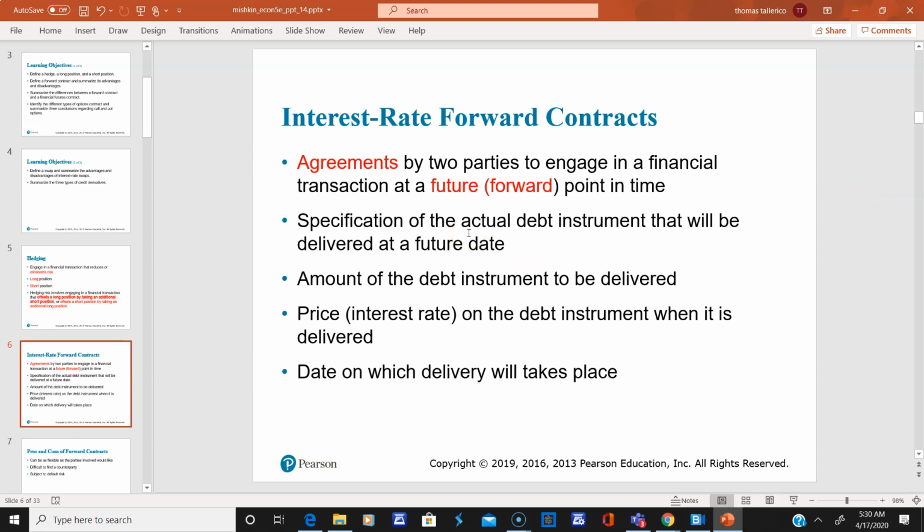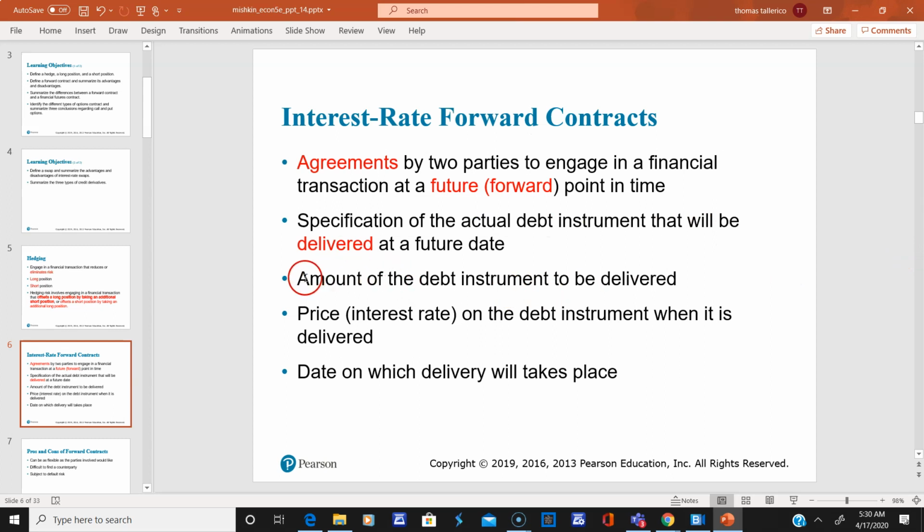Okay, and basically, part of the details of the contract, of the agreement, is that something will be physically delivered at a future date. Okay, so something is going to be delivered. So there's a contract for something to be delivered. So we'll highlight delivered.